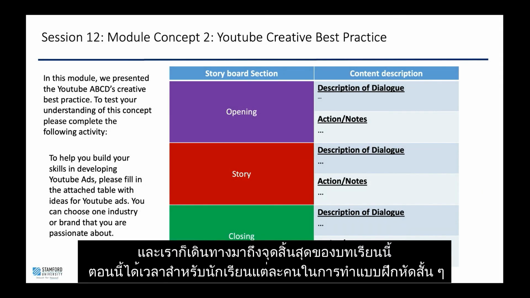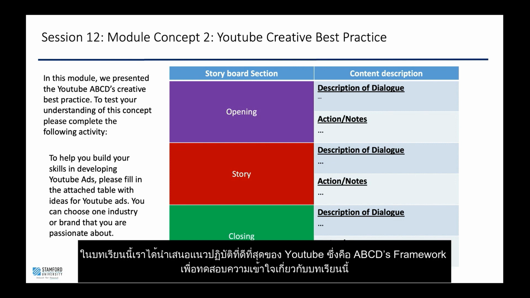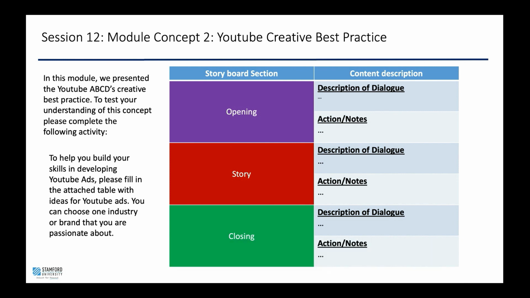Okay, so this brings us to the end of this concept, and now I want you to do your own activity. Again, it was about the ABCDs, best practice, creative best practice on YouTube. So I want you to basically create your own video, all right? So to help you do this, I need you to fill in this attached table with ideas for YouTube ads. You can choose one industry or brand, something that you're passionate about, and think about whether it's a 15-second or 30-second video.